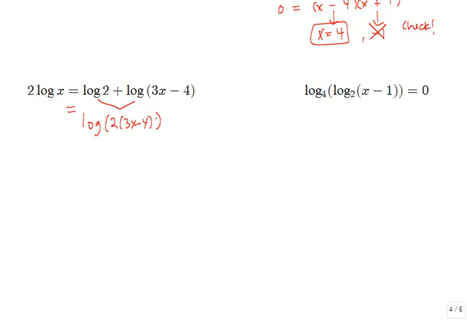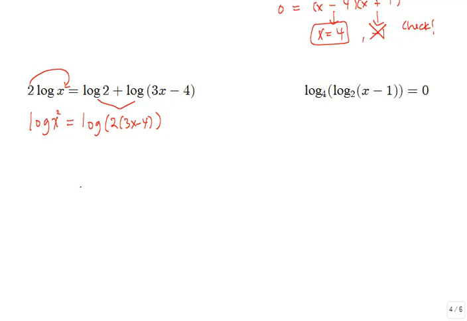On the left side, we're going to want to get rid of that coefficient 2, and the way we can do that is by bringing it back up to our power, and that was our power property for logs. So this could be rewritten as a log of x squared. Okay? Now notice something on this one.